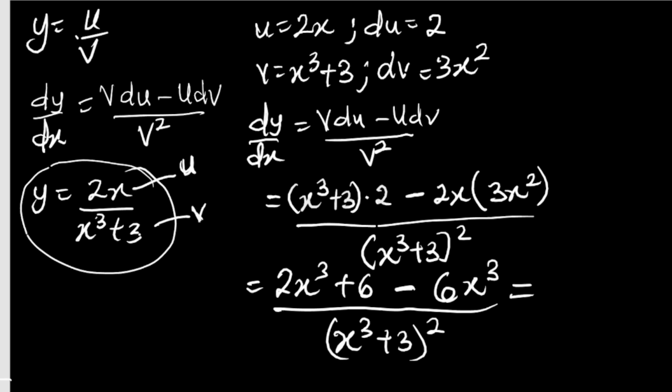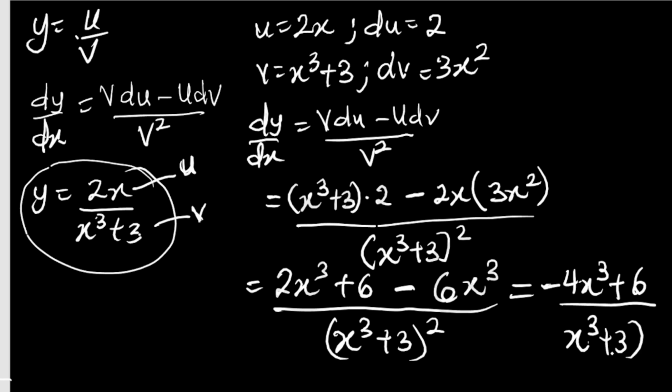Now you realize that we have 2x cubed and we also have 6x cubed. They are like terms, so we can either add or subtract them, and here we are subtracting them. That is 2x cubed minus 6x cubed, which gives us minus 4x cubed. Then we have plus 6 divided by x cubed plus 3 all raised to the power of 2. And this is the final answer to this particular problem.